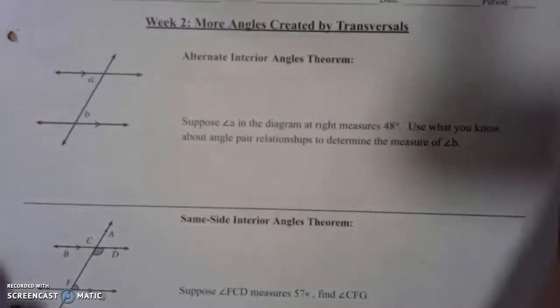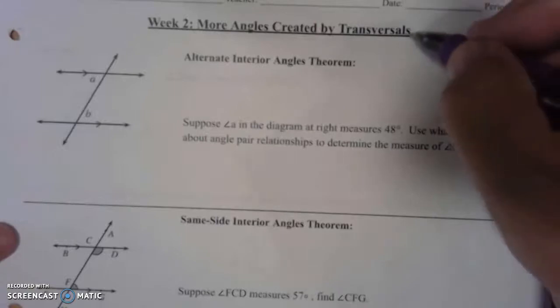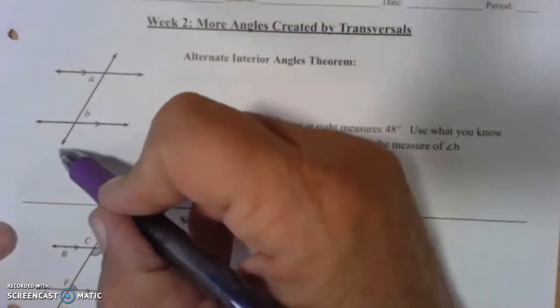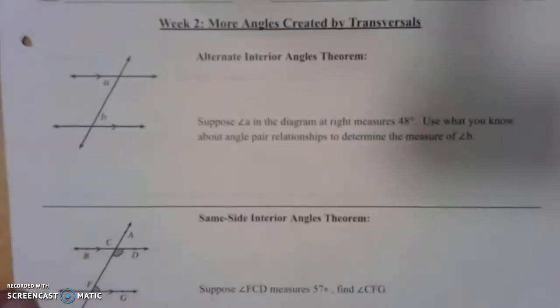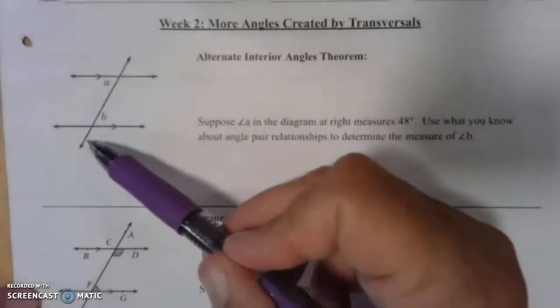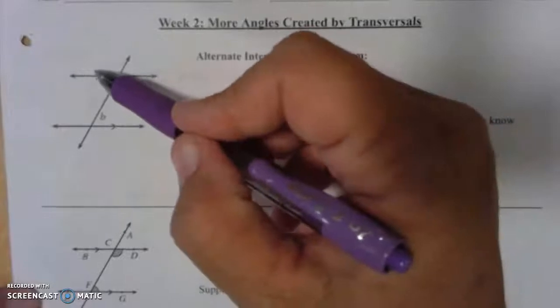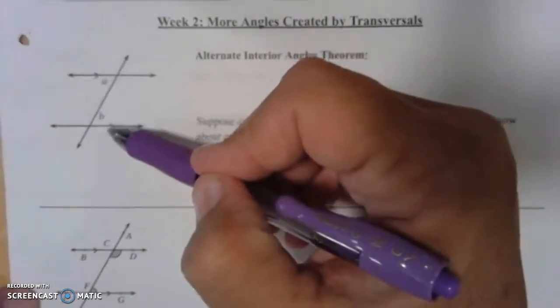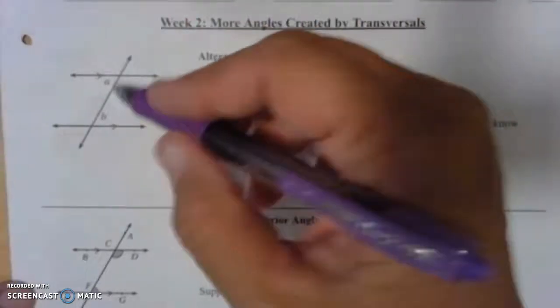Okay, the next lesson is going to continue to talk about more angles created by transversals. Remember, a transversal is a line that crosses two or more lines. So this happens, and especially when this line crosses two lines that are parallel. Now we know these lines are parallel because they have these little triangle marks right here. They're supposed to be triangles, and it creates some angles.